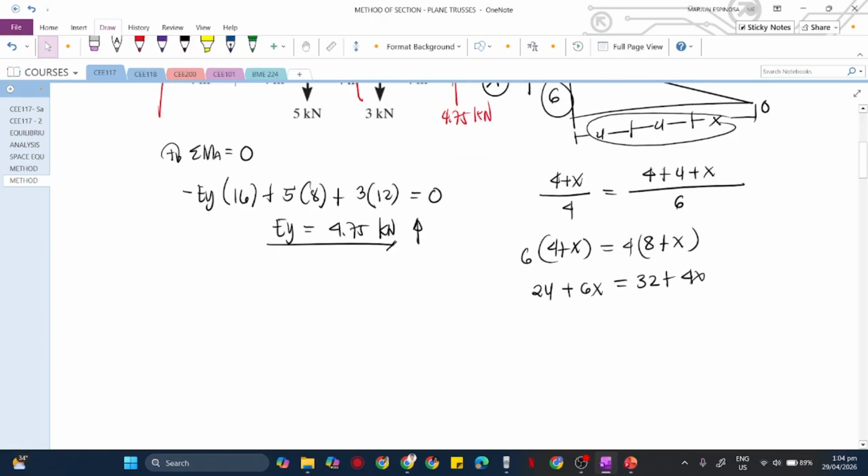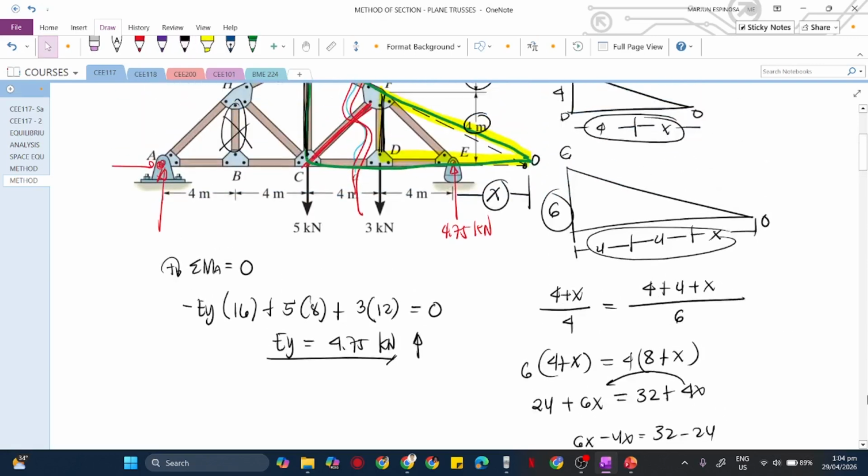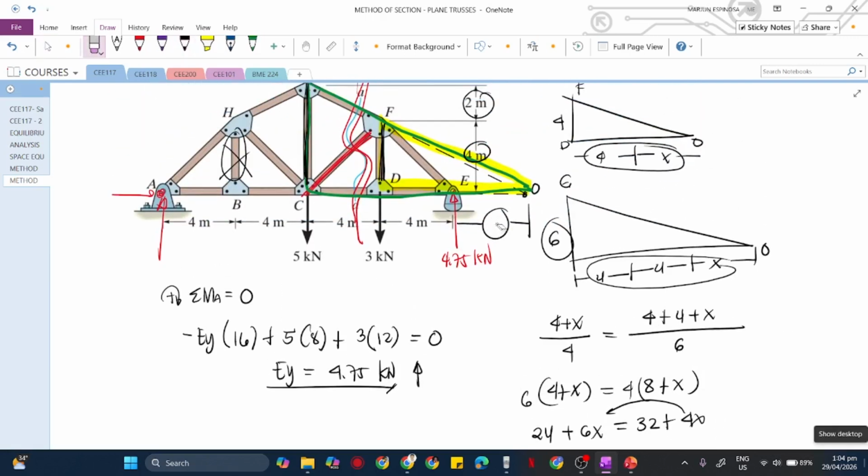We just need to solve for the value of x. So basically, we can transpose this one. It becomes 6x minus 4x equivalent to 32 minus 24. This is equivalent to 8. Then here we have 2x. Therefore, x is equivalent to 4. So this part, class, is equivalent to 4.